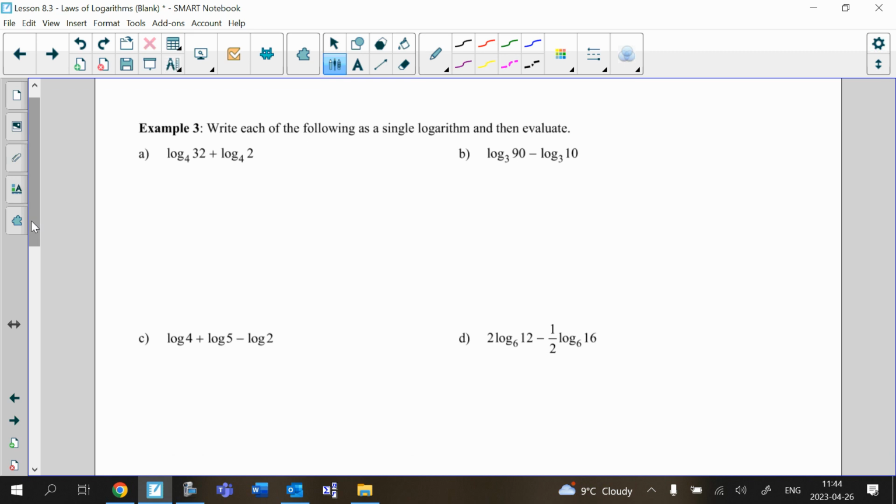However, if I've got 2 logs being added, that is the same as a single log of these 2 expressions being multiplied. And 32 times 2 is 64. So a simpler way to say that is log base 4 of 64. Now you're ready to answer it. Remember, how do you evaluate logs? 4 to the what is 64? 3.